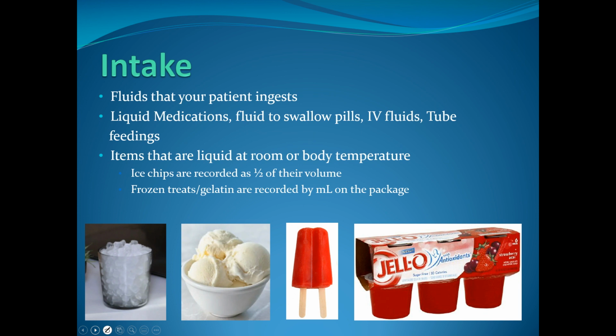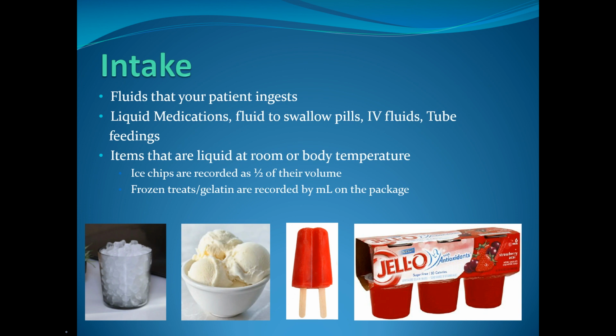We want to include items that are liquid at room or body temperature. So the first item that I'll call your attention to is ice chips. Because ice chips have a reduced volume when they melt, you would record ice chips as half of their volume. So we see in this image a glass of ice chips, and that would probably be counted as 4 ounces or 120 milliliters instead of the full glass.